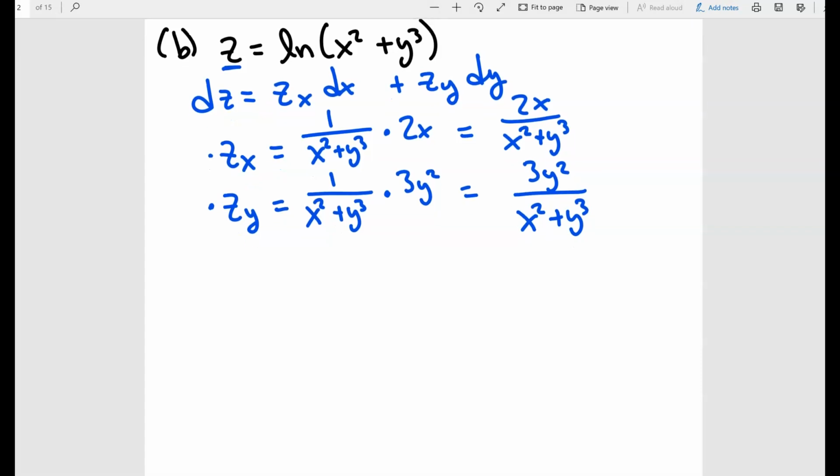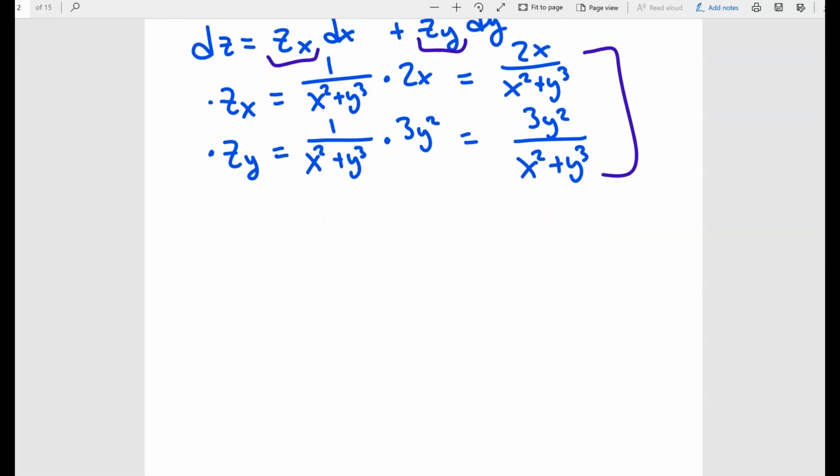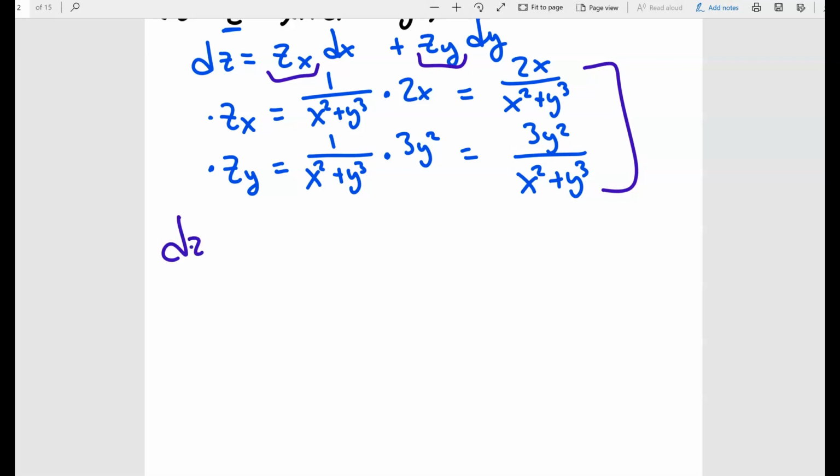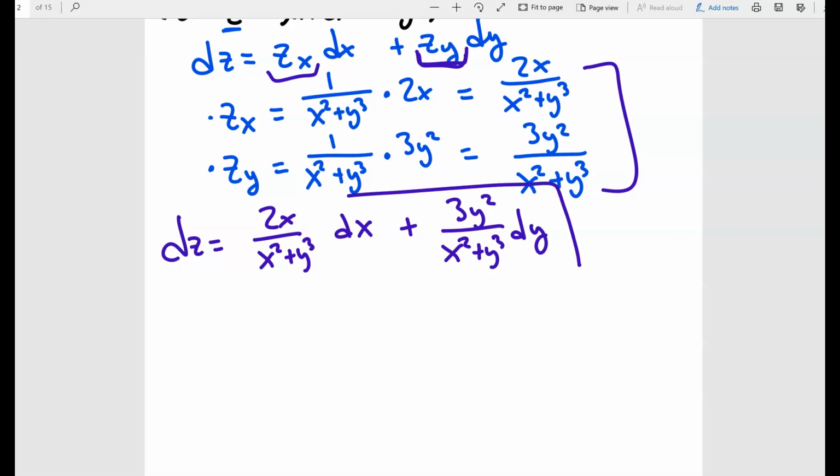Okay? So now all I have to do is plug these back into the formula. Okay, so I'm going to have dz is equal to, the first partial derivative with respect to x is 2x over x squared plus y cubed. I'm going to write dx plus the partial derivative with respect to y. Okay, it's going to be 3y squared over x squared plus y cubed dy. Okay, and that's my answer for that part.